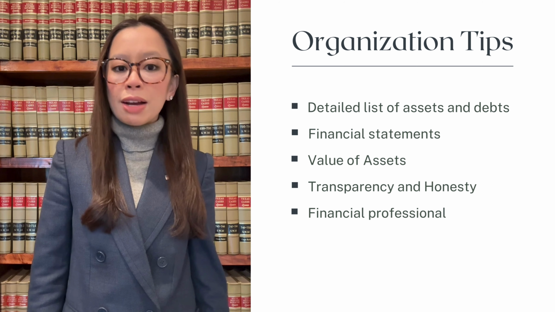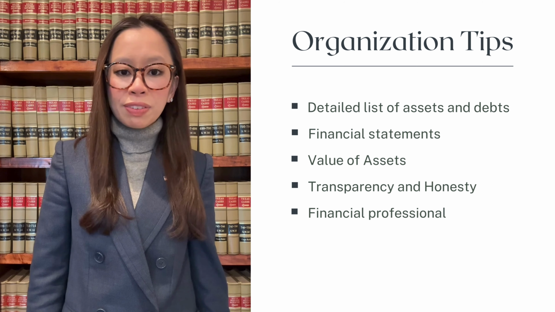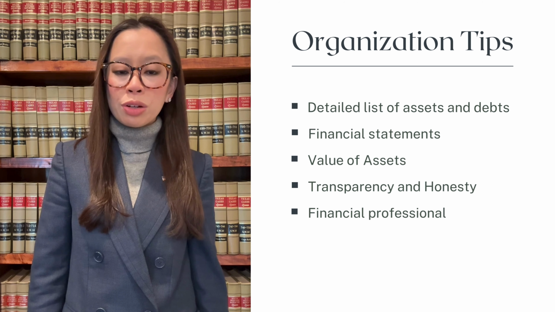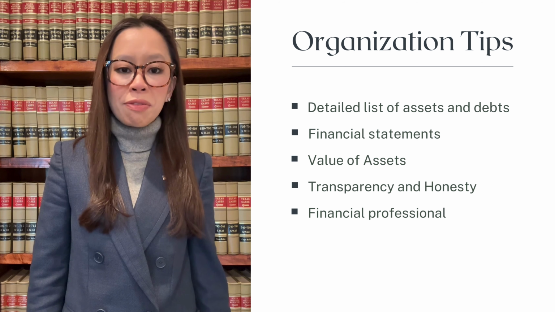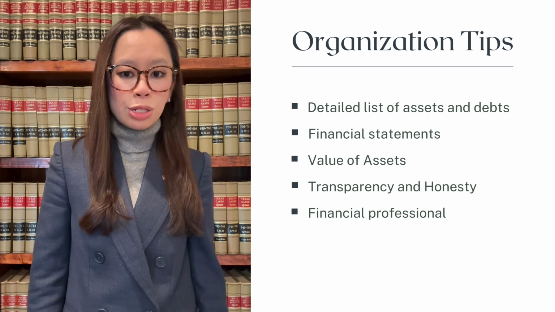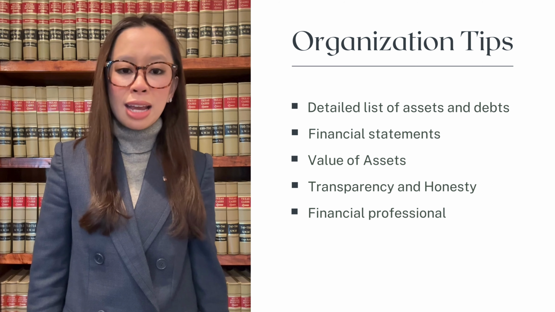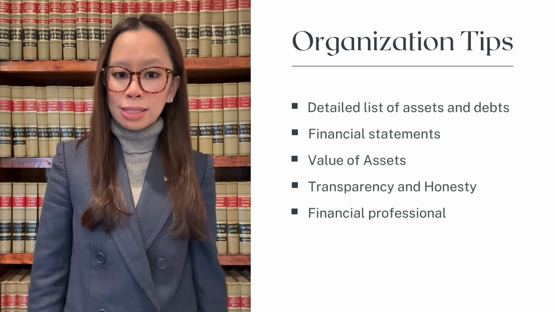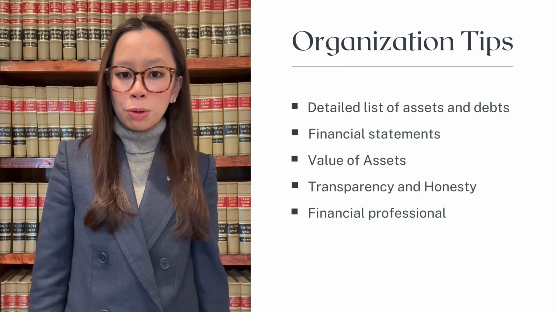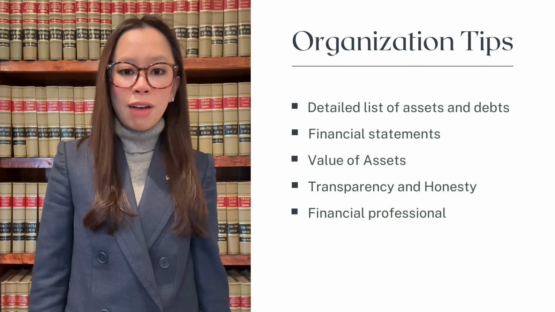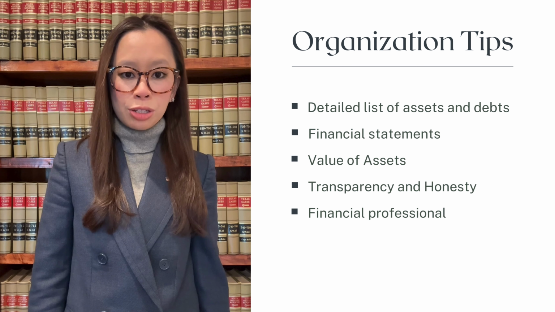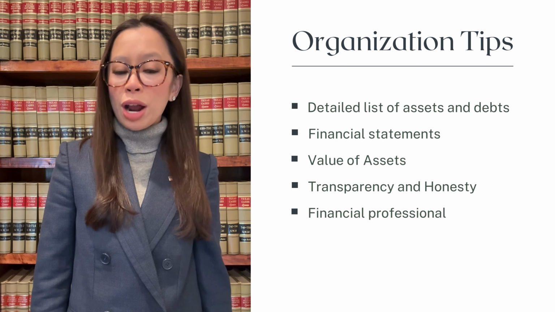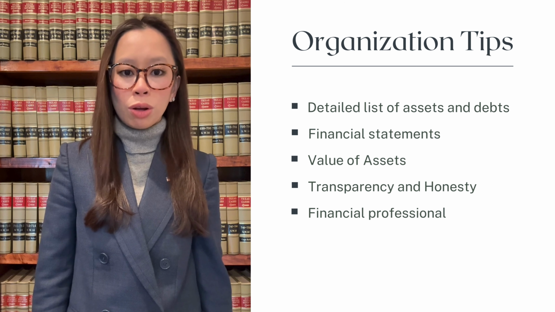Create a detailed list of assets and debts. Make a comprehensive list of all the property you and your spouse own, both community and separate. Be sure to include real estate, including the address and value of each property, vehicles, including cars, motorcycles, boats, and any other personal property, bank and investment accounts, including account numbers and balances, business interests if applicable, including any ownership stake, valuation reports, or business tax returns. For debts, list all debts including mortgages, car loans, credit card balances, student loans, and personal loans.